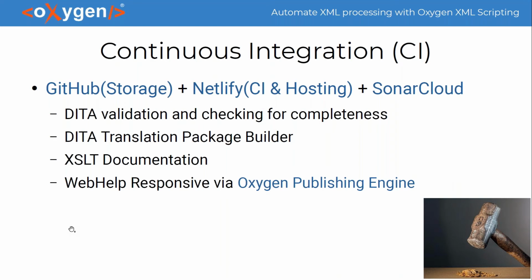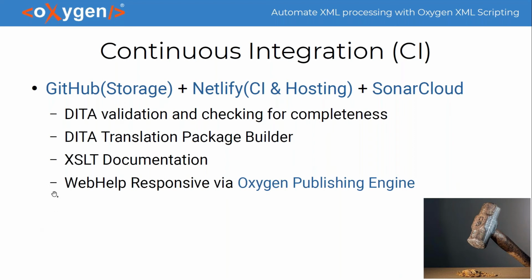I had to choose a few of the scripts because we don't have enough time to see all of them in action. So I've chosen the DITA validation and check for completeness to make sure my map is valid. Also, I'll use the DITA translation package builder to build a package for translation. And XSLT documentation; let's assume my project also produces some XSLTs.